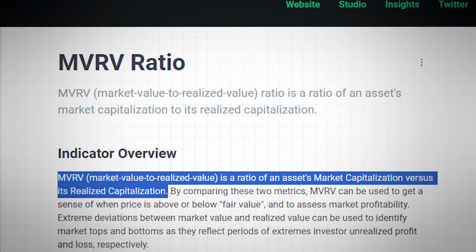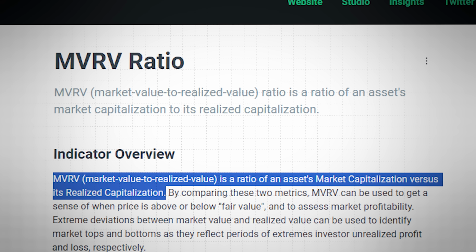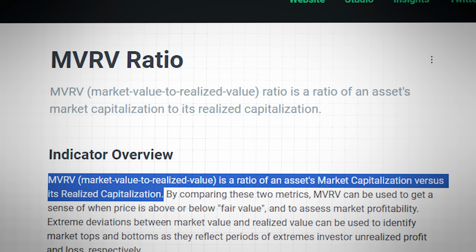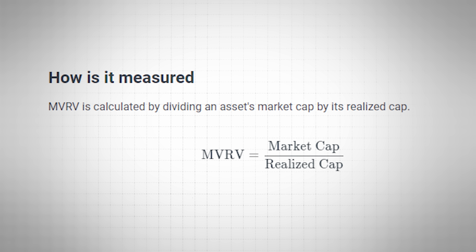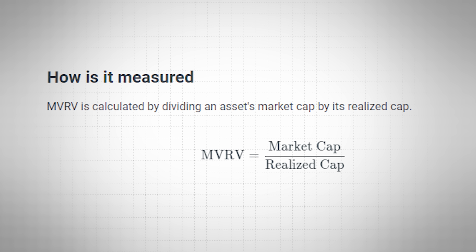Now, next up, we have the market value to realized value, or MVRV indicator for short. Think of this indicator as a thermometer for how heated the market is about a particular cryptocurrency. Here's how it works. MVRV compares the current market price of a cryptocurrency to its real value, what it was worth when it was last moved on the blockchain.